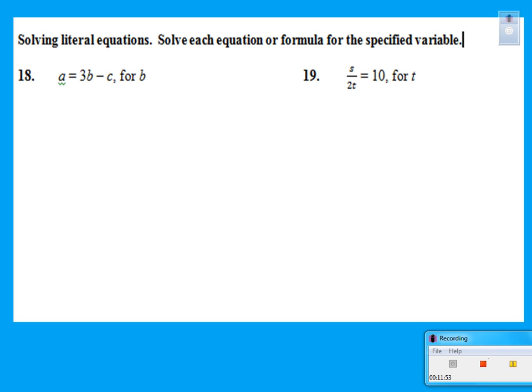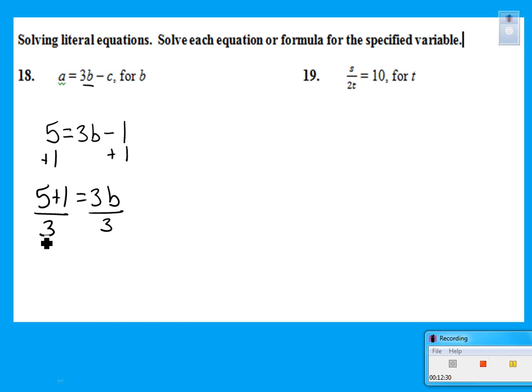A equal 3b minus c. I want to solve this thing for b. We're going to solve this just like you would solve this equation. Well, in this equation, I'm hoping that you would tell me to add 1 to both sides first. So I now have 5 plus 1 equal 3b. Then I'm hoping you would tell me to divide both sides by 3. That's going to be the same steps I'm going to use.